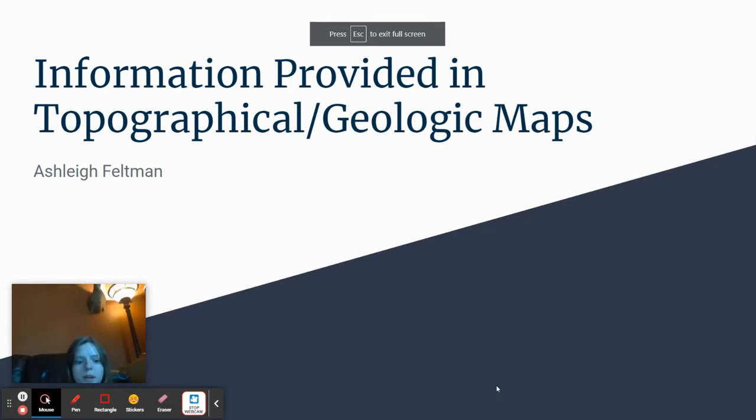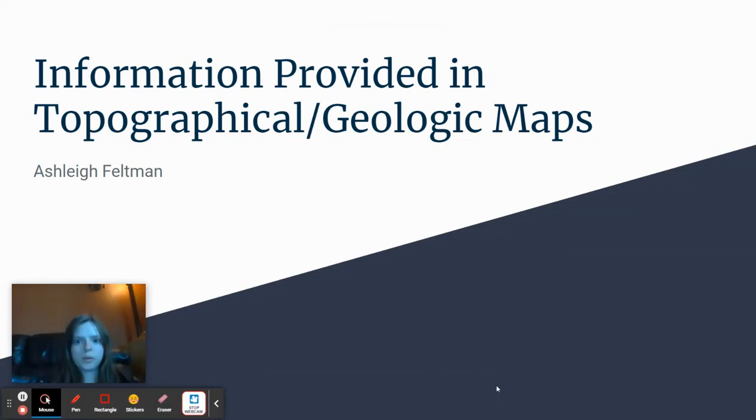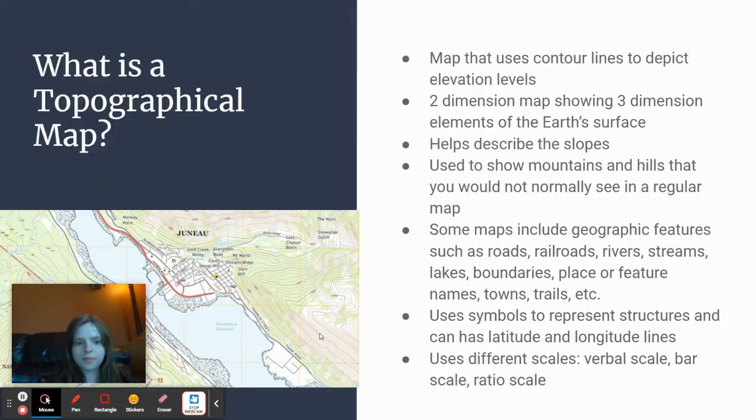My name is Ashley Feltman, and I chose to review information provided in topographical maps. So, a topographical map is a map that uses contour lines to depict elevation levels. It's a two-dimensional map showing three-dimensional elements of the Earth's surface.